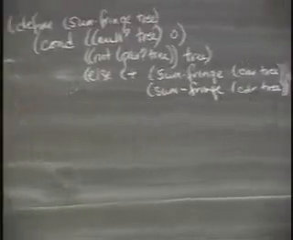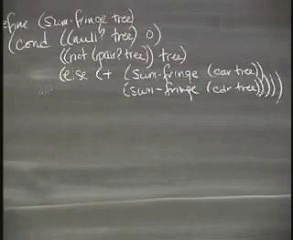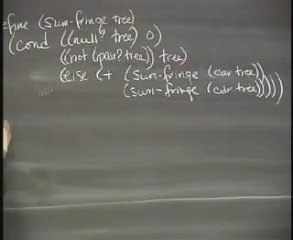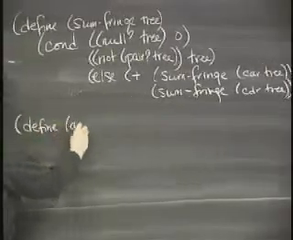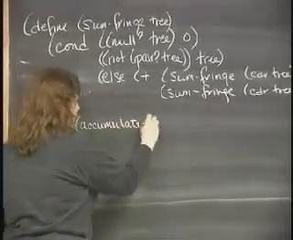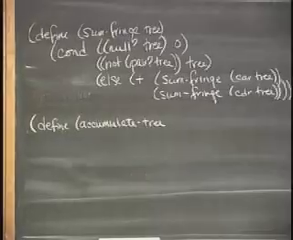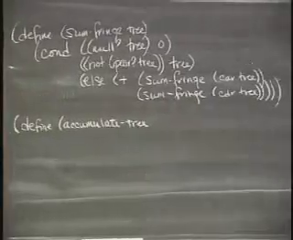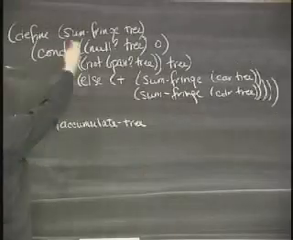Okay. Now, assuming that we had just looked at fringe, which is on your sheet, we haven't written on the board, and sum fringe, there's some pattern in these because Scheme is all about capturing patterns. Let's write accumulate tree. Let's think about what's the pattern that we can capture and what's going to change. So let's look at sum fringe as an example.